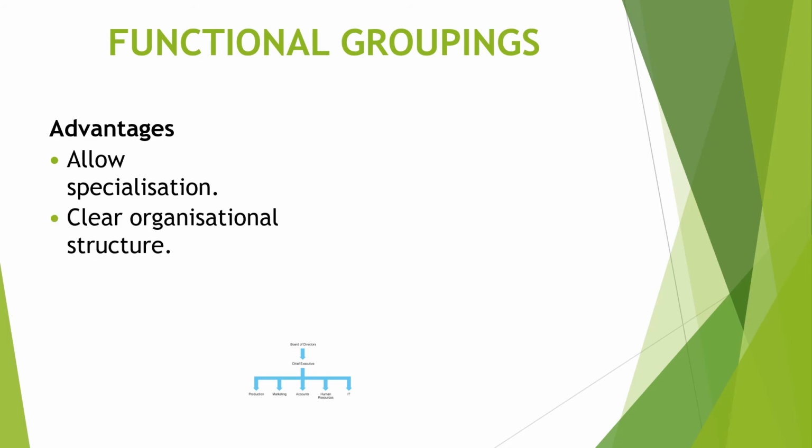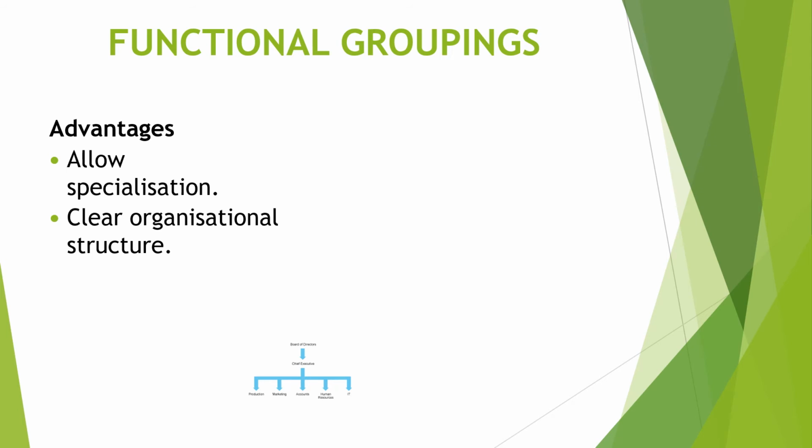So you're able to get some information from some of your colleagues if there's something that you're not sure about, because they know as much as you do about that, or the same sort of topics and things as you do. There is a clear organisational structure. A functional grouping does give you a clear organisational structure.